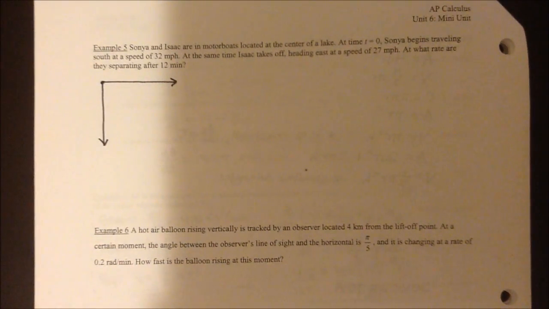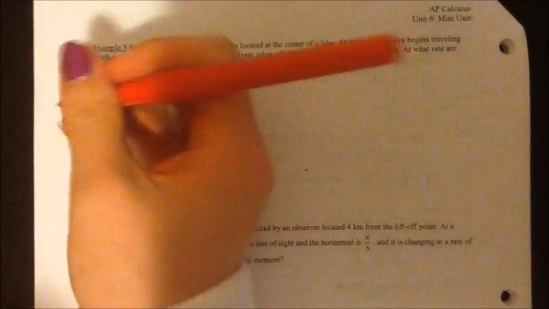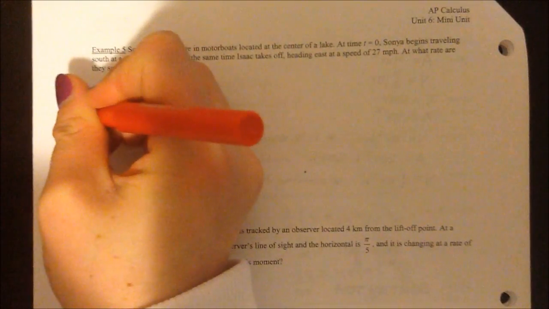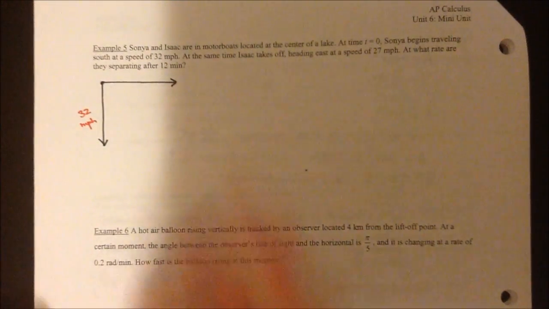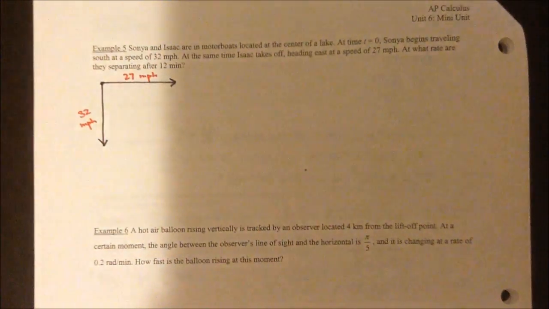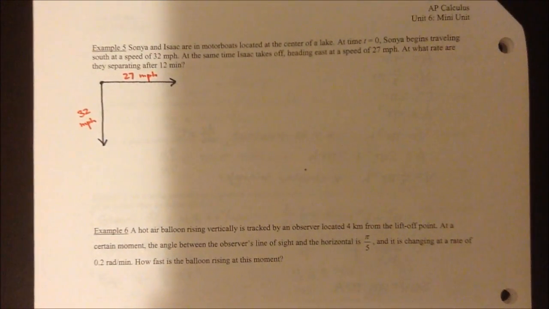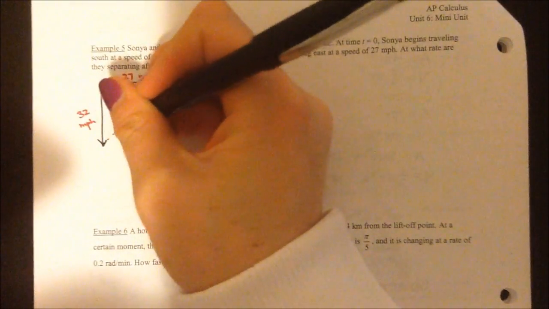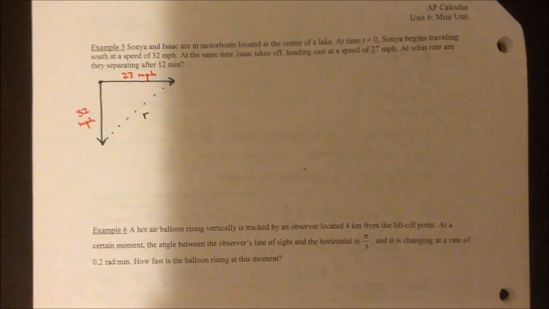Sonia is traveling 32 miles per hour. Isaac is traveling 27 miles per hour. And we want to know at what rate they are separating after 12 minutes. All right, so what we're looking for is this distance right here. And we'll call that r. A lot of times in Pythagorean theorem, we'll do x, y, and r.